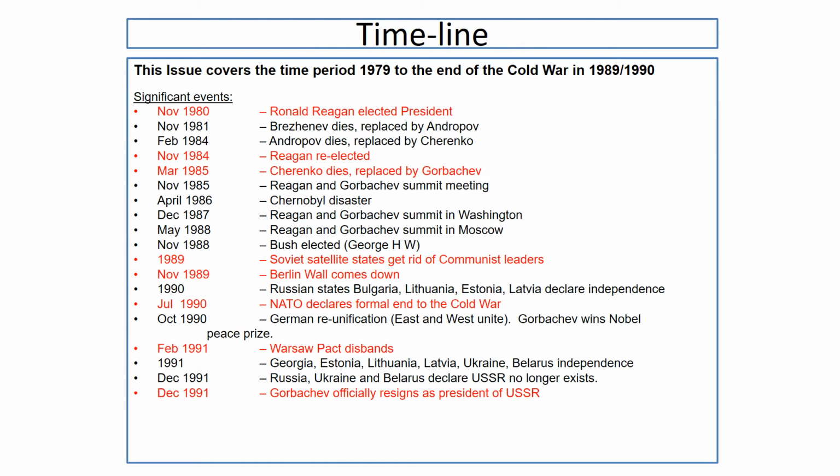Okay, so our timeline. This issue covers a period from about 1979 to the end of the Cold War, which is around about 1989 to 1990. Okay, so that's the time period that we're looking at. Just before or just after 1979, we've got Ronald Reagan being elected. You can see there that when Brezhnev dies, he's replaced by Andropov, and Andropov dies 3 years later, and he's replaced by Chernenko. Chernenko dies just a year after that. So we go through quite a lot of Soviet leaders in quick succession. Then we have Mikhail Gorbachev, who comes to power as well.